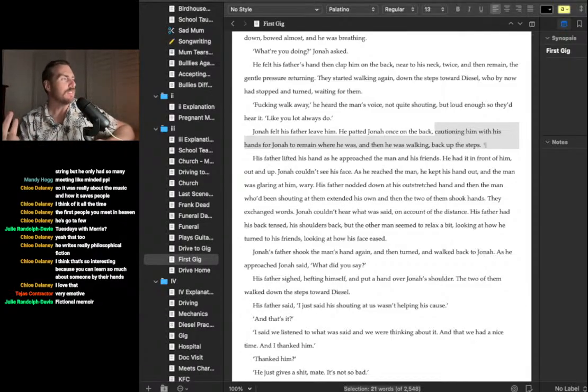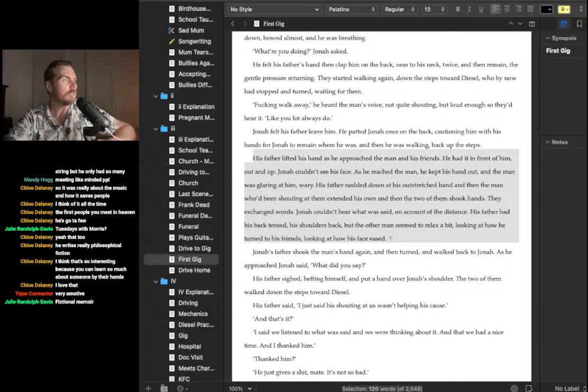His father lifted his hand as he approached the man and his friends. He had it in front of him, out and up. Jonah couldn't see his face. As he reached the man, he kept his hand out, and the man was glaring at him, wary. His father nodded down at his outstretched hand, and then the man who'd been shouting at them extended his own, and then the two of them shook hands. They exchanged words. Jonah couldn't hear what was said on account of the distance. His father had his back tensed, his shoulders back, but the other man seemed to relax a bit, looking at how he turned to his friends, looking at how his face eased.